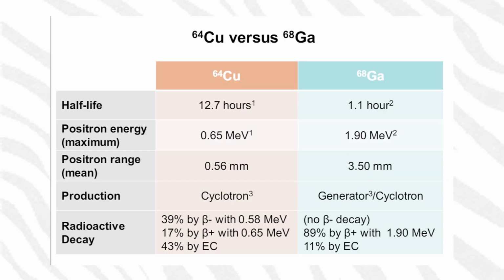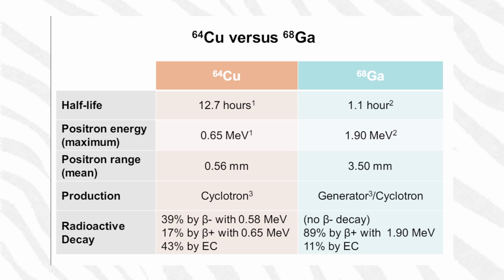So again, copper versus gallium. The half-life is 12.7 hours for copper versus 1 hour for gallium. And that makes it better when you are far from a cyclotron, a little bit better commercial availability when it has a longer half-life because it can be shipped a little bit further. The positron energy is 0.64 MeV for copper and 1.9 MeV for gallium. So gallium has a higher energy.